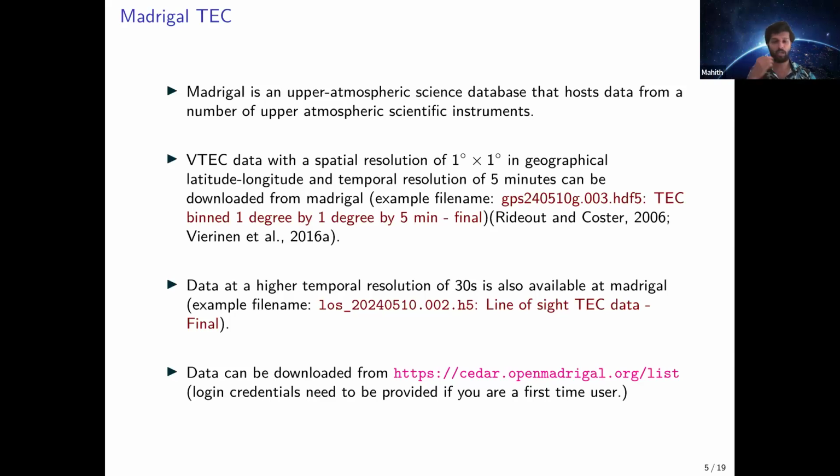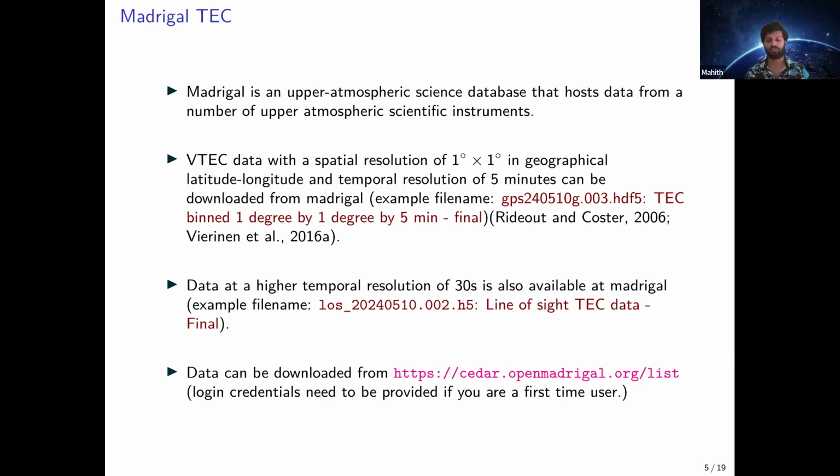So we will be using two types of vertical TEC data. The first one has a temporal resolution of 5 minutes, and that's usually gridded in a 1 by 1 degree geographical latitude and longitude. So Madrigal is simply a database that hosts data from upper atmosphere instruments, a lot of upper atmosphere instruments.